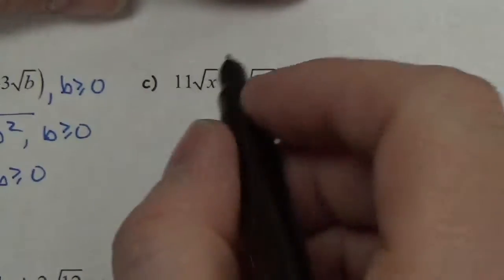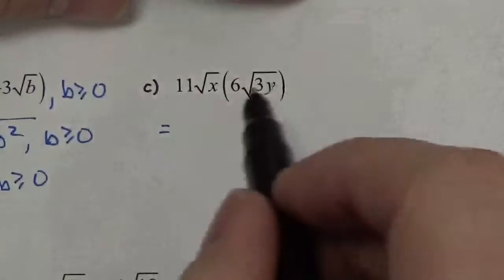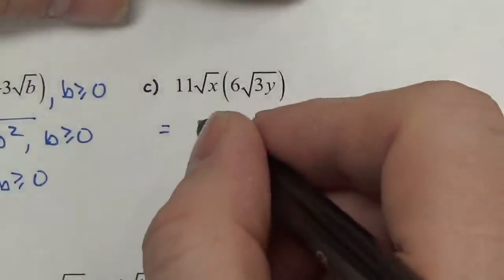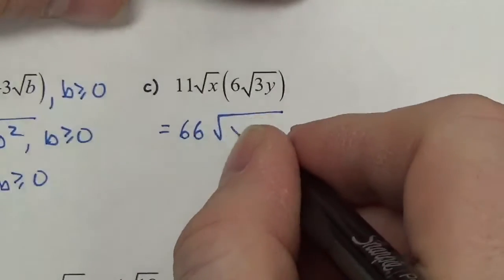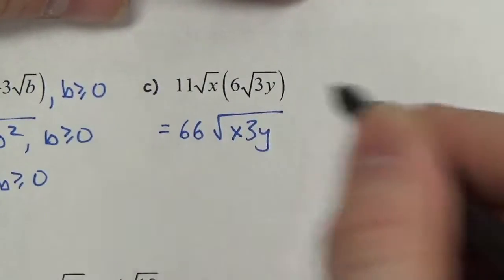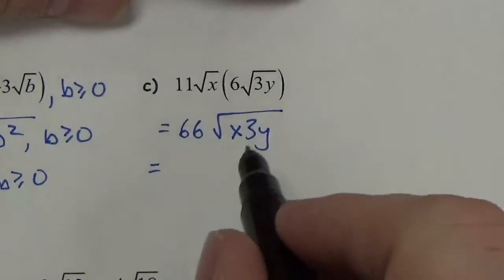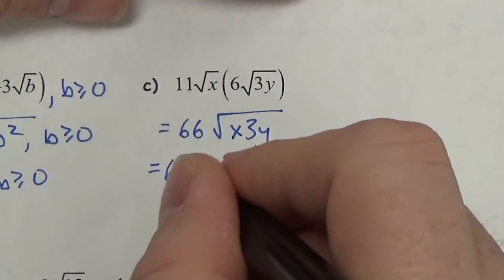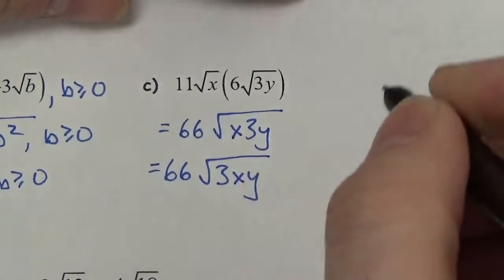Over here, same sort of thing. It's just that my radicand got a little bit more complicated. I'm still going to multiply the coefficients together, so it's going to be 66 root x and then 3y. Now, there's not much I can do about that, but I don't like the way that looks. And because order doesn't matter with multiplication, I'm going to make that 3xy.